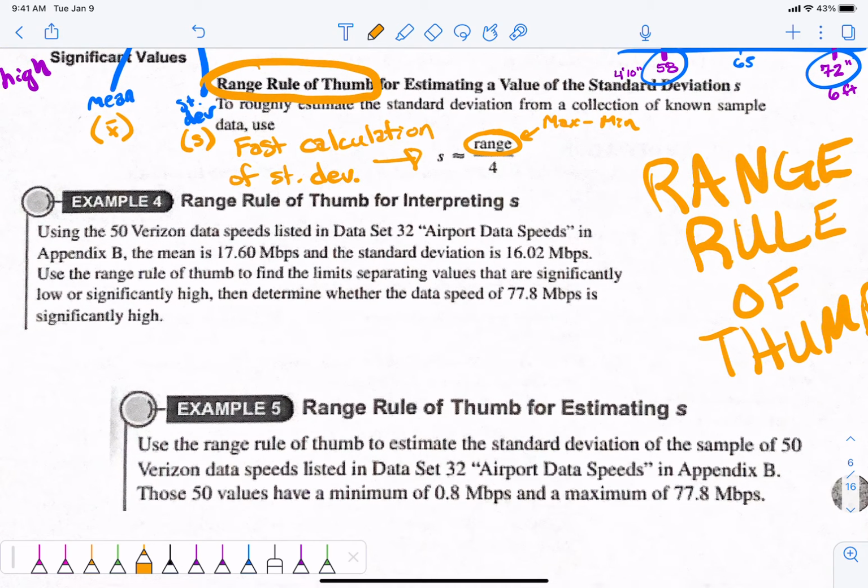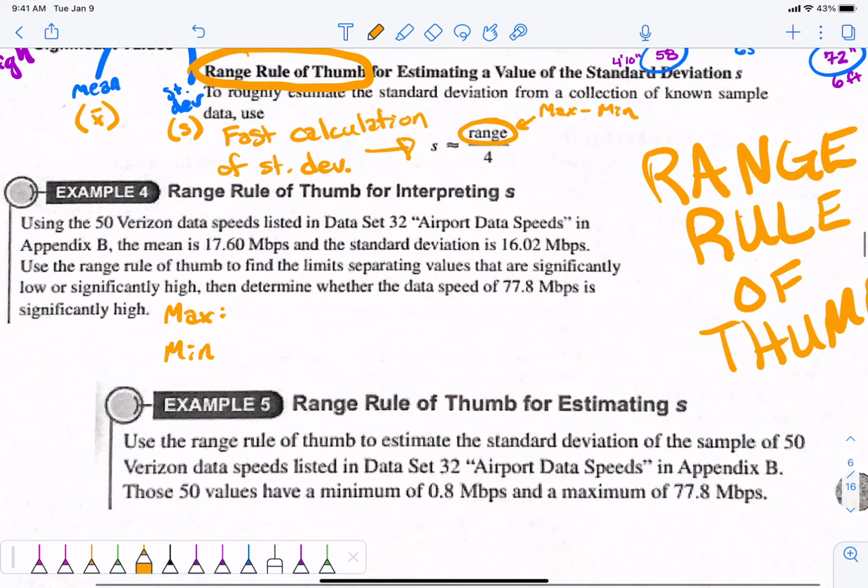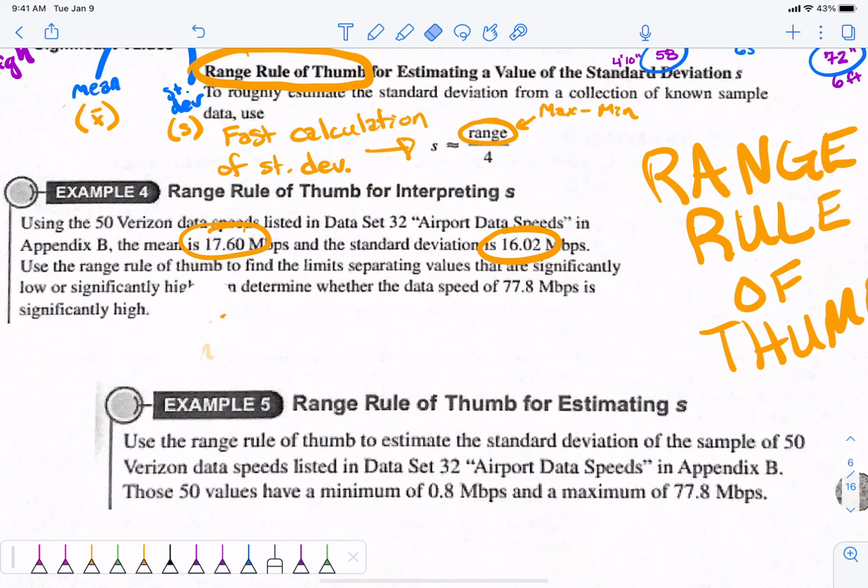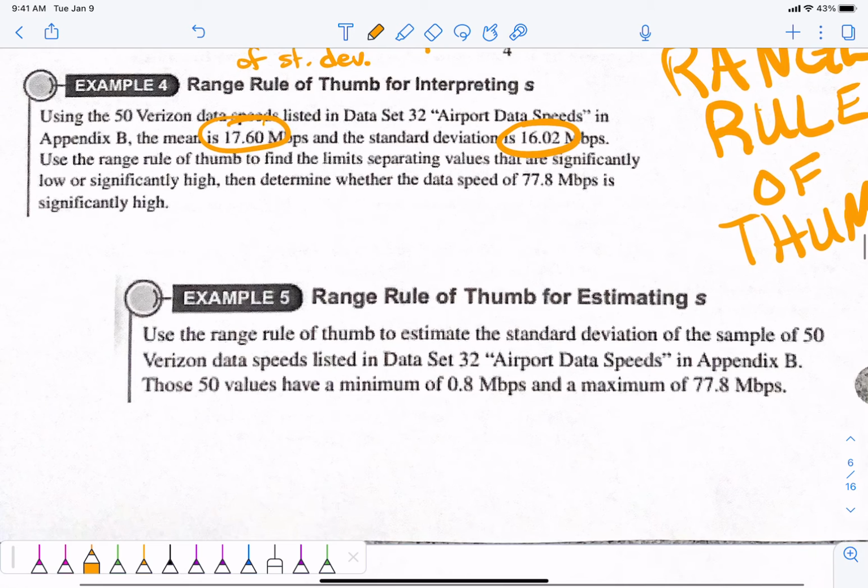So using the 50 Verizon data speeds in this data set, they're not going to give me all 50 of them because to do the range, I only need the max and the min, the biggest and the smallest, right? Okay, so it says that the mean, oh, wait a second. The mean is 17.6 and the standard deviation is 16.02. Oh, they don't want us to do the range rule of thumb here. Okay, we're going to do that in example 5.